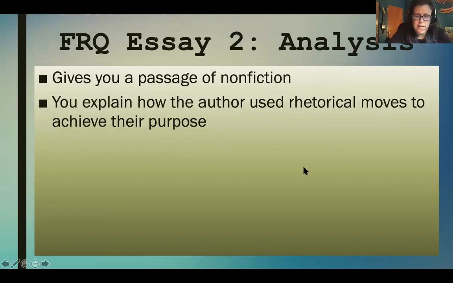The second essay, Q2, is what we'd call rhetorical analysis. This one is going to present you with a passage of nonfiction about a page long. Then your response is going to explain how the author used specific rhetorical moves to achieve their purpose. That is probably the hardest question on the exam. Last year, that was the only question on the exam. It's definitely the one that students, both across the board and at Nazareth, have the hardest time with. It's a high-level thinking skill. I can give you strategies and show you examples, but ultimately, it's tough, right?